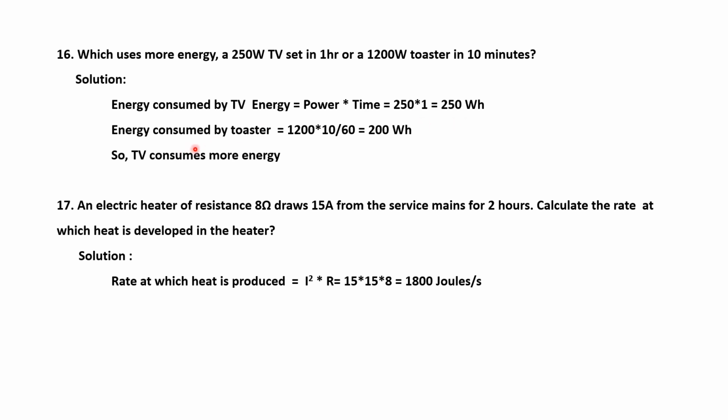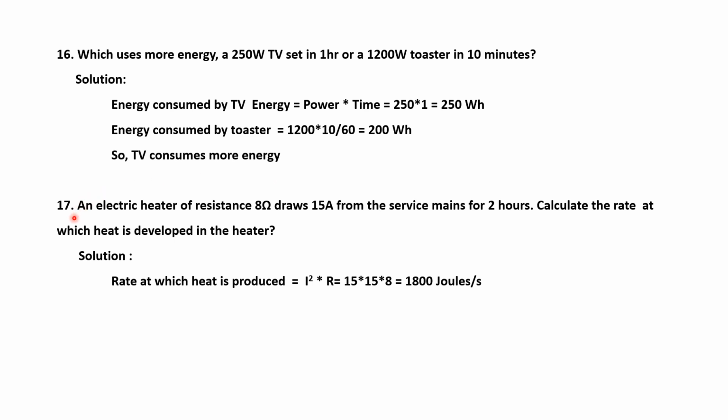Next, energy consumed by toaster is equal to power rating 1200 into, it is operated for 10 minutes. So I have converted this into hours, 10 divided by 60. So we get the energy consumed to be 200 watt hours. So comparing these two values, we know that the TV consumes more energy.